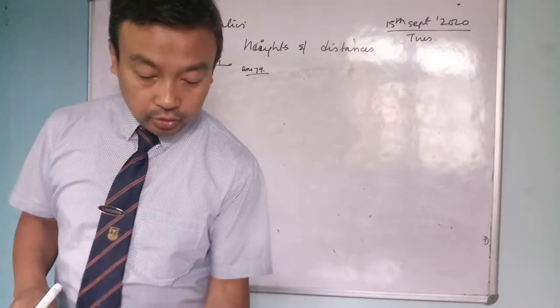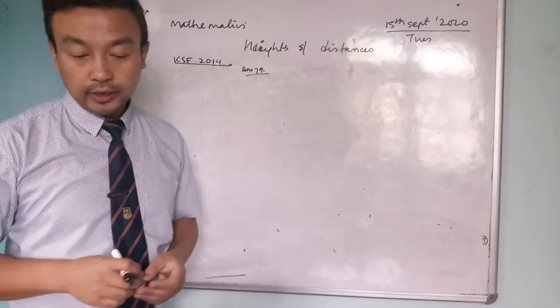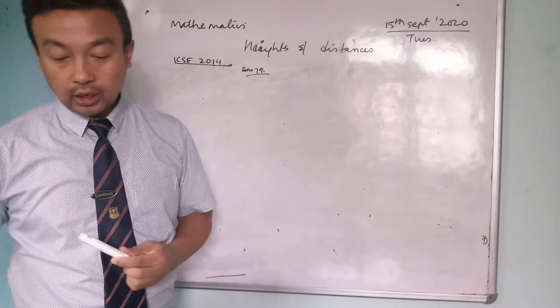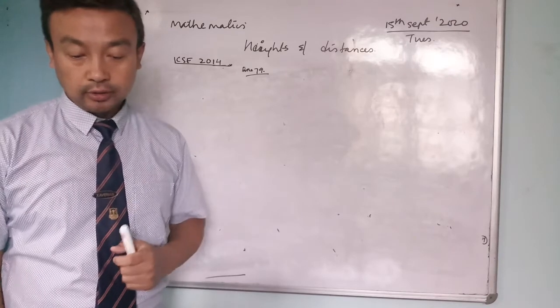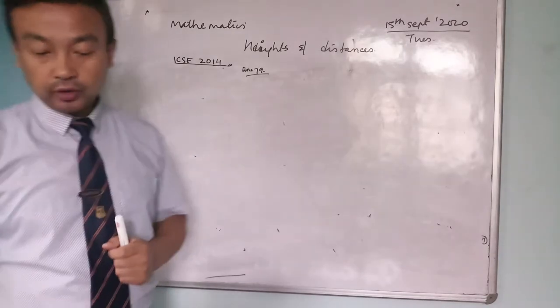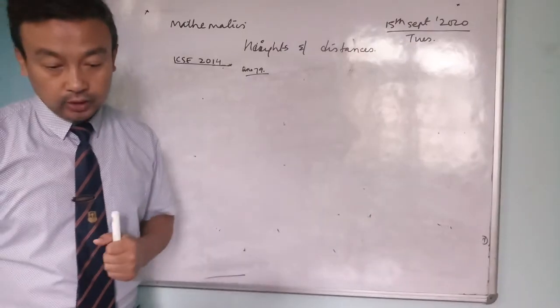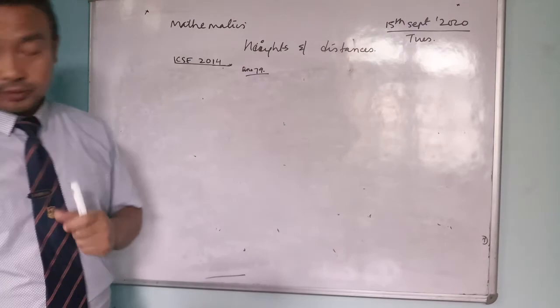Okay, let me read the question quickly. An aeroplane at an altitude of 250 meter observes the angle of depression of two boats on the opposite banks of a river to be 45 degree and 60 degree respectively. Find the width of the river. Answer should be correct to the nearest whole number.